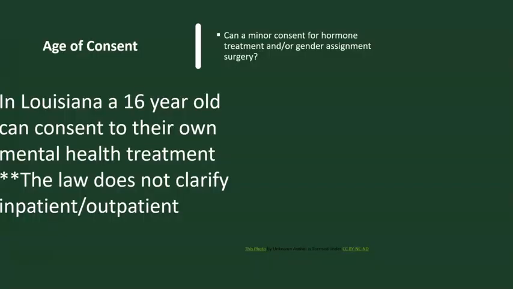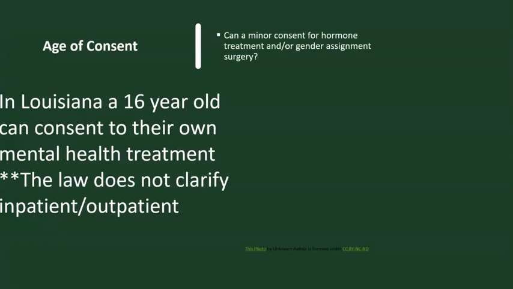So what is the age of consent? In Louisiana, a 16-year-old can consent to their own mental health treatment. And the law doesn't clarify inpatient or outpatient. Louisiana allows minors to consent to their own medical care without telling their parents, but that is for pregnancy and childbirth and sexually transmitted infections. And there's special rules about abortion and sterilization, of course. The statute does not set a lower limit on the age of a minor who may consent, and there's no case law that sets a minimum age of consent. And physicians, providers are protected from liability for relying on the consent of a minor. Remember, that is for medical treatment for emergencies.